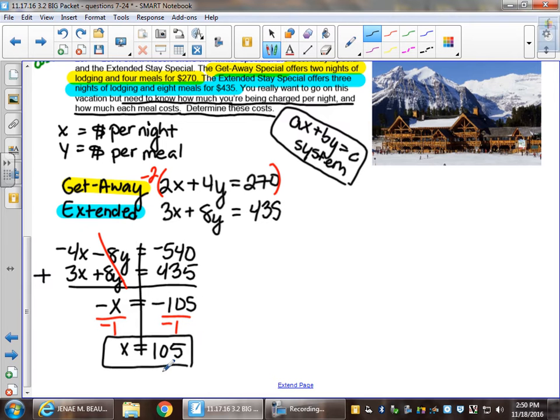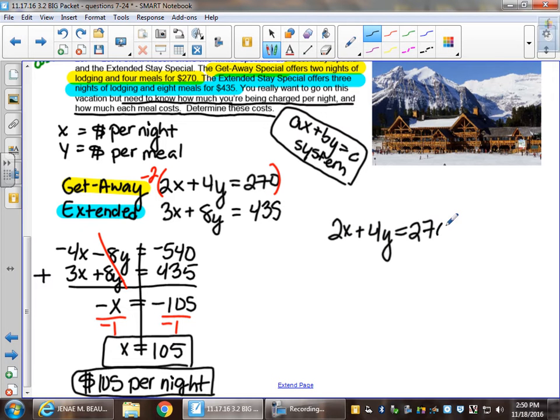What does this mean? Well, I go back and I look, X represents cost per night. So this means that it's $105 per night. So that's all set. Now we need to go find out how much the meals are. It does not matter which equation we substitute into. I think I'll choose the top one, but maybe you chose the second. No problem. We should get the same answer.